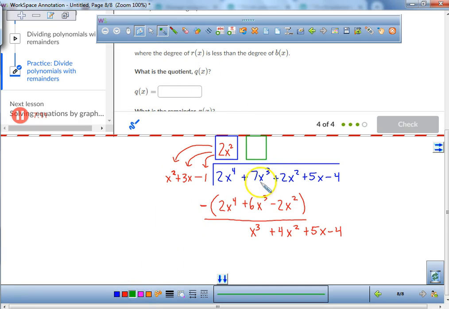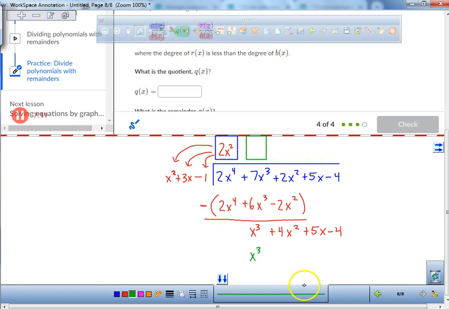What has to go in the green box in order to make this x cubed? X squared times what is x cubed? That's it. We just found our quotient. Well, we might have to do one more step, but that's okay. It looks like we're going to have to do one more step. Bummer. Okay, but that's okay.